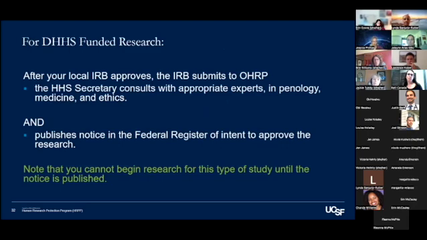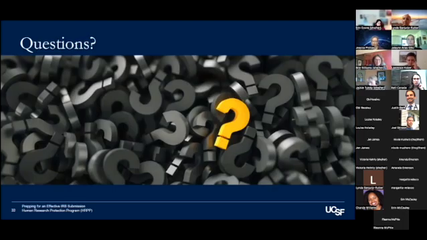And then finally, once you submit and get everything through the IRB, they will write to the Health and Human Services Secretary for the certification of your study. They go through these experts in penology and ethics, etc. When it's approved, it does get posted, but your IRB should be aware of that as well. And there should be a means to let you know so that once this is approved, you can begin your research. And that's all we have.